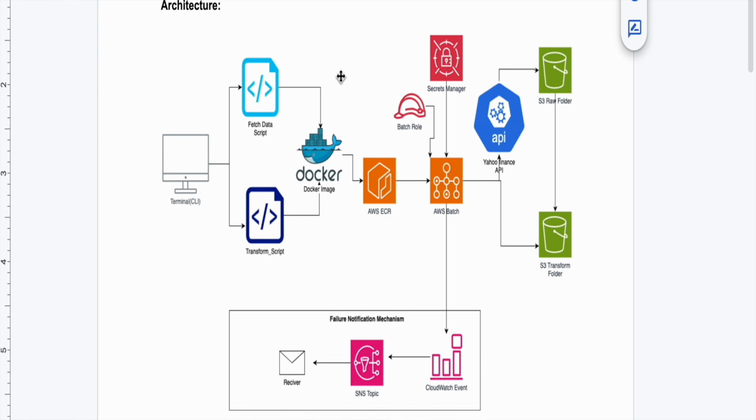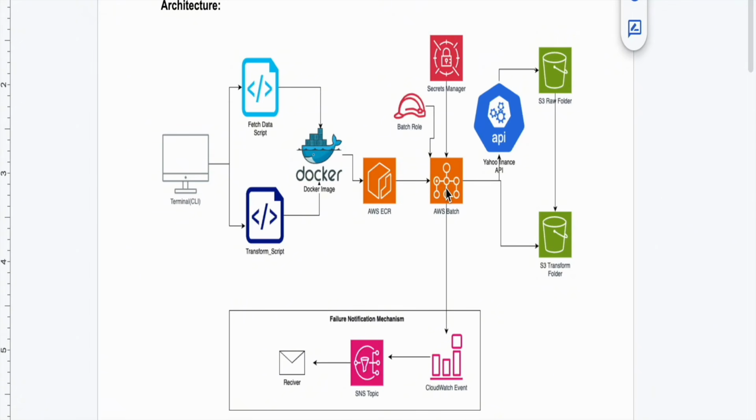Let me quickly explain the architecture. So the project is basically we are fetching the stock data from the Yahoo Finance API. So you will set up a Yahoo Finance API by getting an API key that is explained in the videos. So there are two tasks here. One is you need to fetch the data from the API by setting up an AWS batch job. To do that, you will convert the script into a Docker image and save that Docker image into ECR and access that image in AWS batch and perform the task.